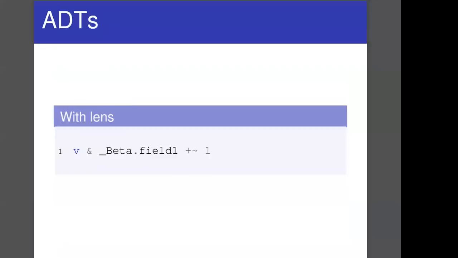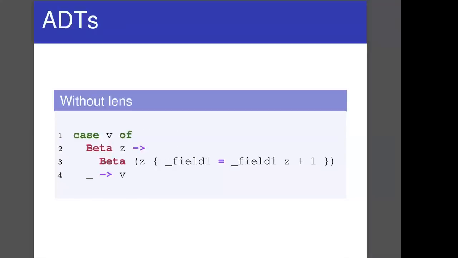Okay. So next, I wanted to show you the with and without lens. This is the with lens version of incrementing a value inside of a prism. This is the without. I have to case on the original data type, figure out that's the thing my prism applies to. Then I have to repackage it, having broken down the record that represents the argument to beta, and then apply it to the correct field. So in this case, I'm mixing what would have been a lens, a prism, and a lens. And you can see that as the composition gets larger, this gets crazy.